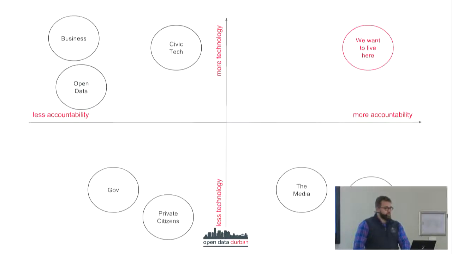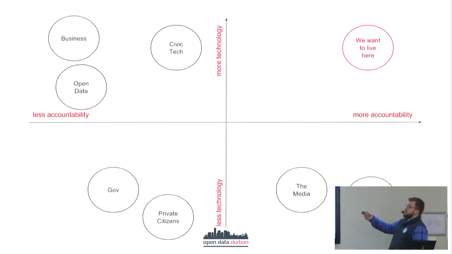So this is just an interesting little plot, which kind of gives our view of accountability from less to more, technology from less to more. And in many cases, you'll see a couple of things. Business generally has a lot of technology, but it also often sits in a space where there's less monitoring, less accountability. For-profits operate as for-profits. There's nothing wrong with that, but they do their own thing.